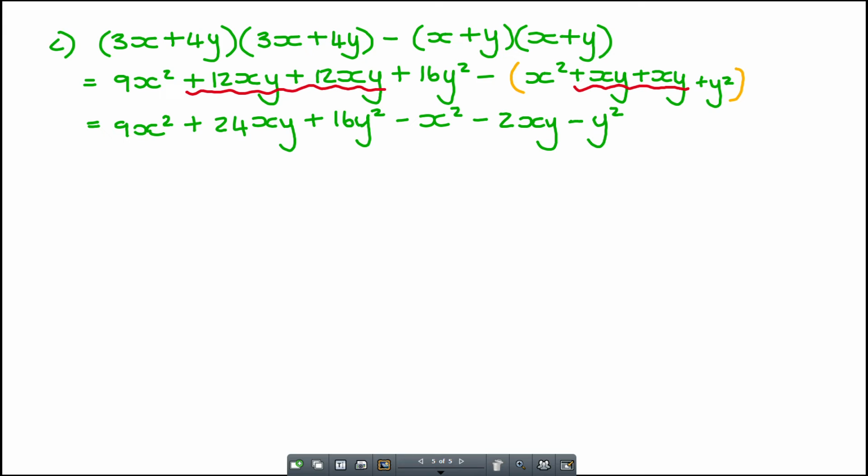Okay, now I'm going to look for like terms. So 9x squared minus x squared will give me 8x squared. Then the 24xy minus 2xy will give me 22xy. And then 16y squared minus y squared will give me 15y squared. Any questions there?